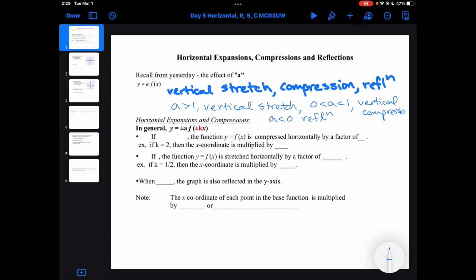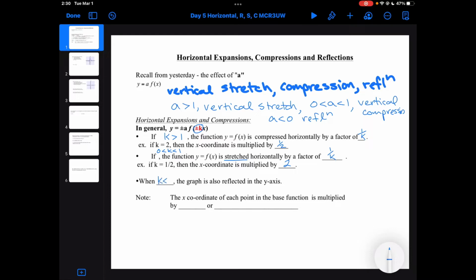So we're going to add a new variable, or new letter, to consider. And this one is going to control our horizontal expansions and compressions. So this is the number that is in front of x. In general, if k is greater than 1, the function is compressed horizontally by a factor of 1 over k. So for example, if your k value is 2, then the x-coordinate is multiplied by 1 over 2. If k is in between 0 and 1, so a fraction, the function is stretched horizontally by a factor of 1 over k. So if k is 1/2, then the x-coordinate is multiplied by 2.